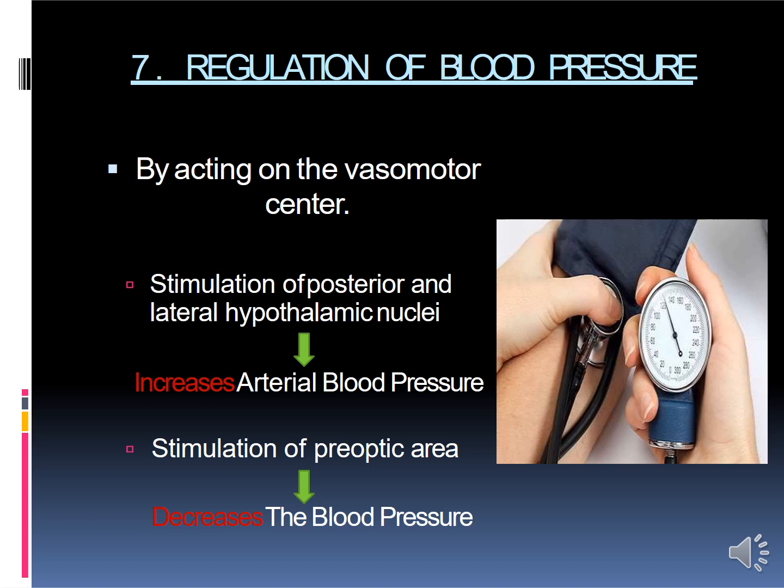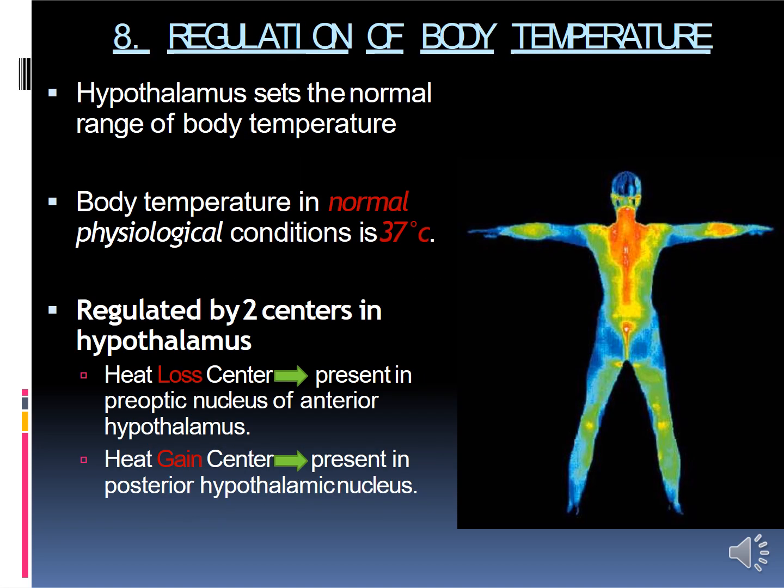How is blood pressure regulated? By acting on the vasomotor center. Stimulation of the posterior and lateral hypothalamic nuclei increases the arterial blood pressure. Stimulation of the preoptic area decreases the blood pressure.